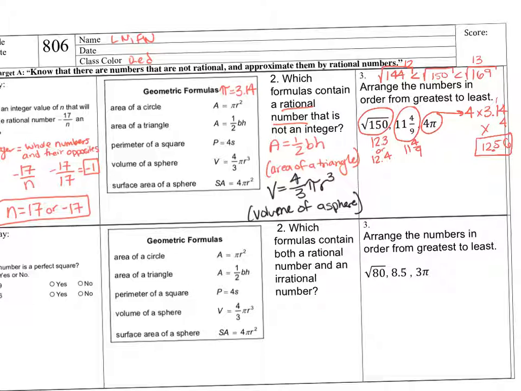Okay, if I'm putting them in order from greatest to least, my greatest number is 4 pi. The next number is the square root of 150, and the next number is 11/4.